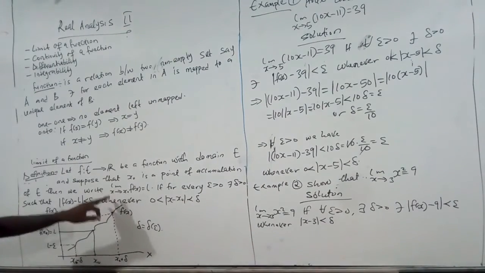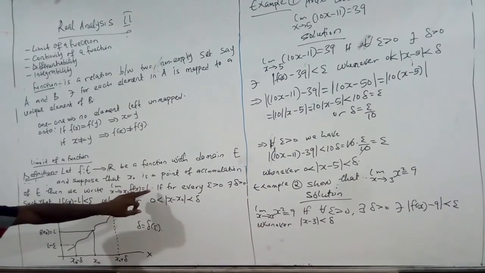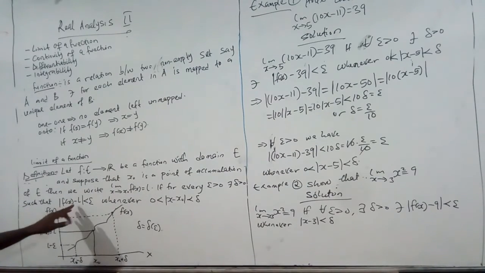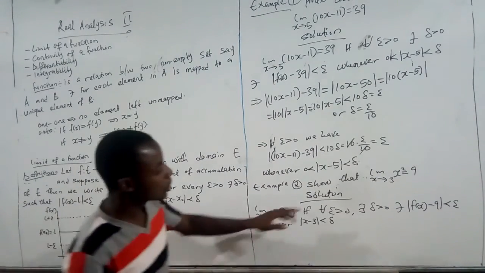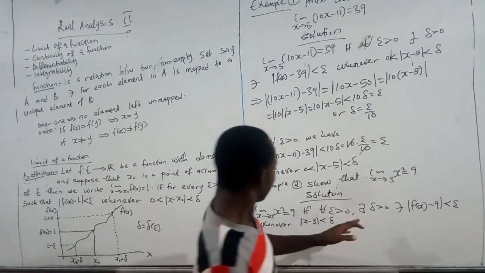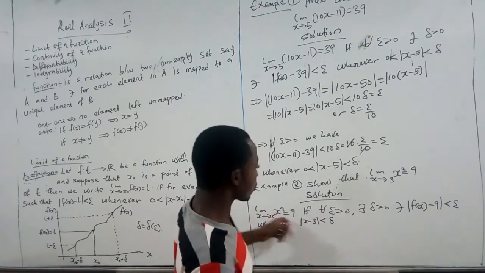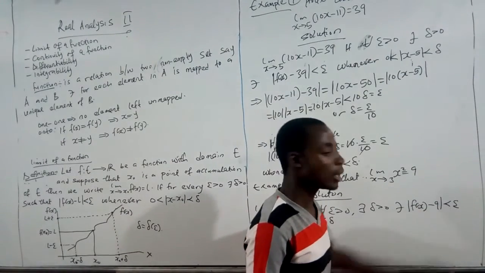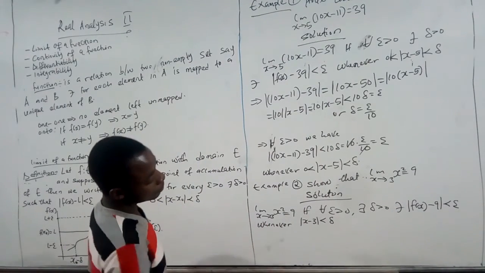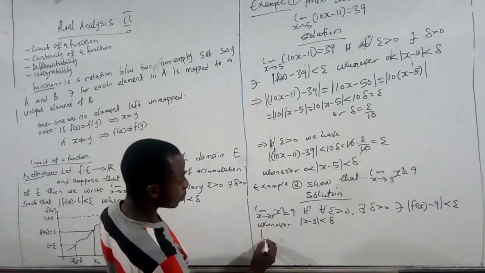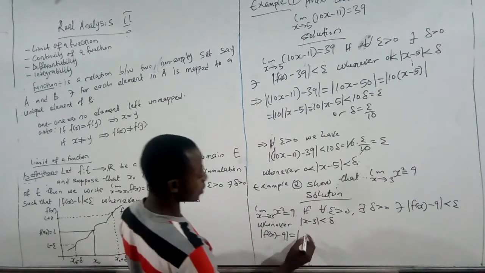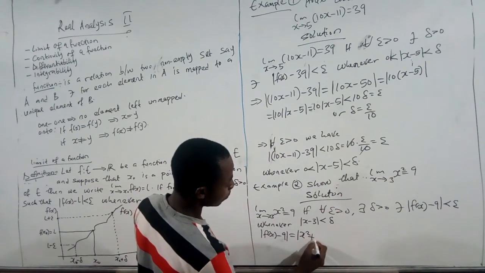And here we have the limit as x tends to x naught of f of x is equal to L, so the absolute value of this function minus L is less than epsilon. So here we have the limit as x tends to 3 of x squared is equal to 9, so the absolute value of f of x, which is x squared, minus the limit 9 is less than epsilon. Whenever this is satisfied, we will have proved the result. So from here, the absolute value of f of x minus 9 is equal to the absolute value of x squared minus 9.